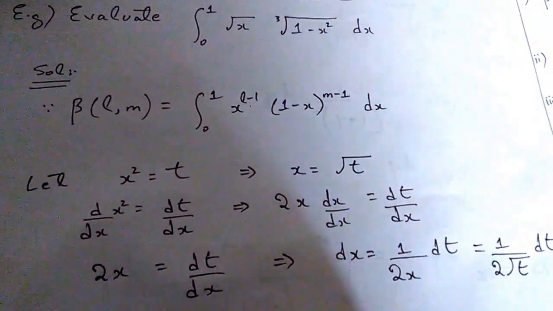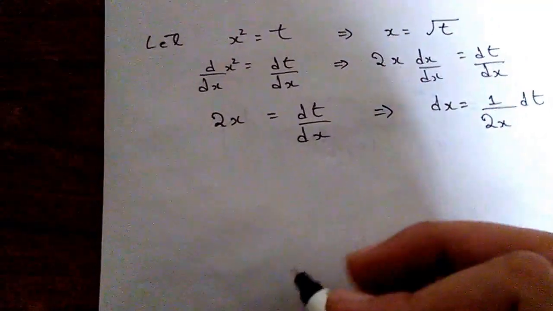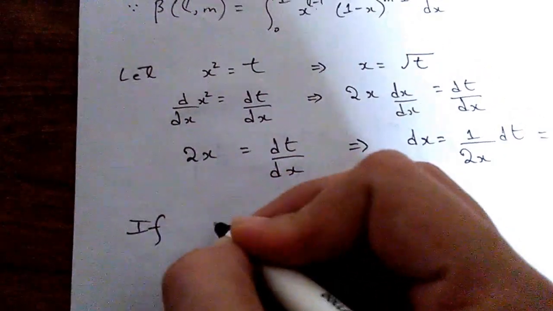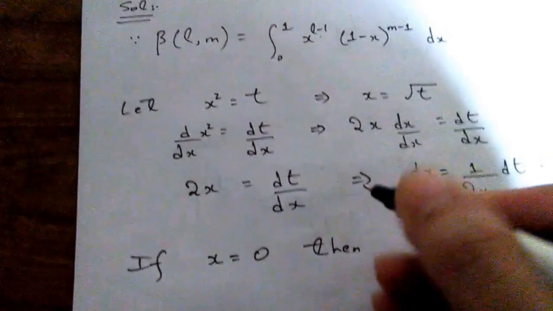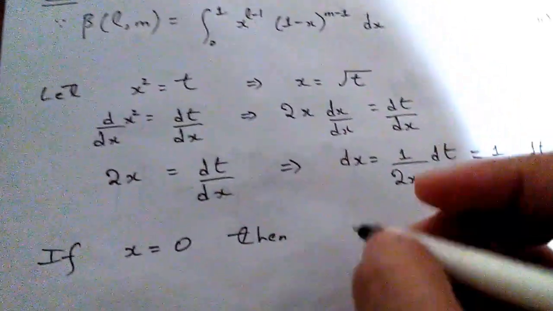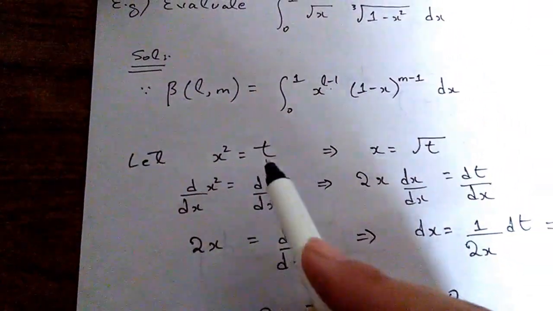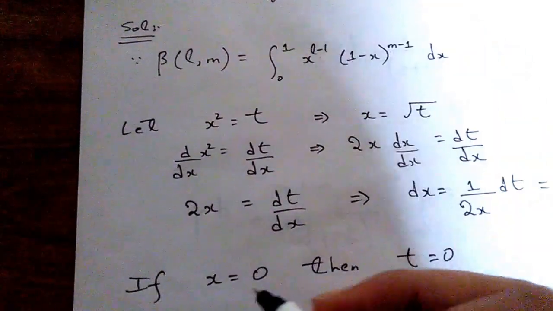Now we have to change the limits as well with respect to t. If your lower limit of x is 0, then according to this equation or this equation, your t is also going to be 0. Once you substitute your x over here, either in this equation or in this equation, you get the answer 0 for the t as well.